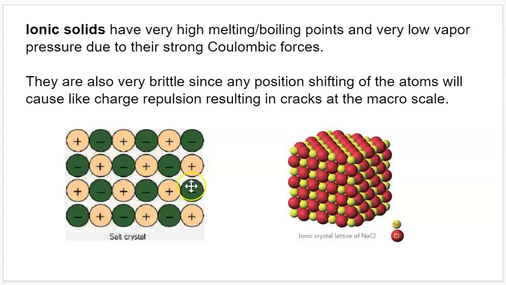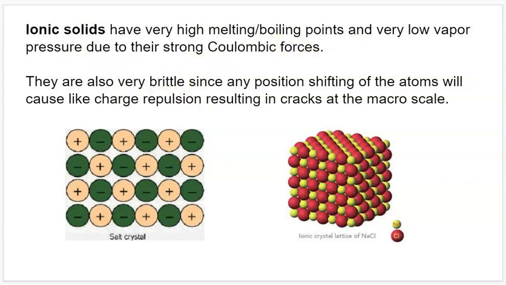But what makes them brittle is if you were to imagine you pushed all of these ions over one space, now all of a sudden all of the positives and all of the negatives would be next to each other. So any type of pressure can actually move these atoms around into a position where the like-charge repulsion is going to start to break apart the molecule. So overall, ionic solids have high melting and boiling points, low vapor pressure, and are brittle.